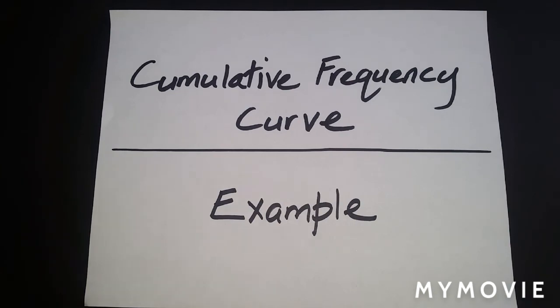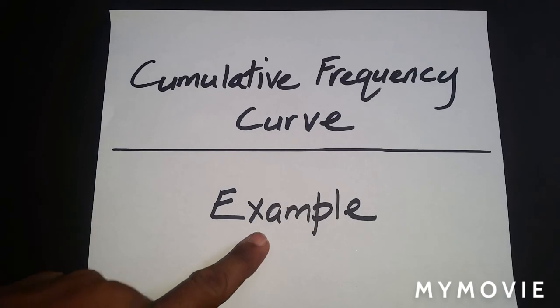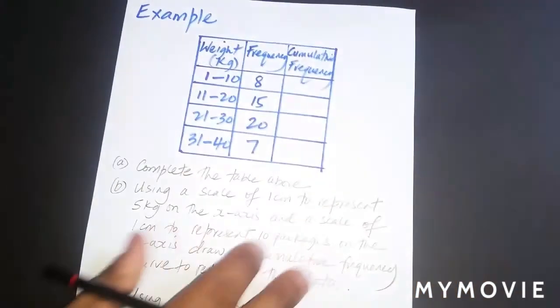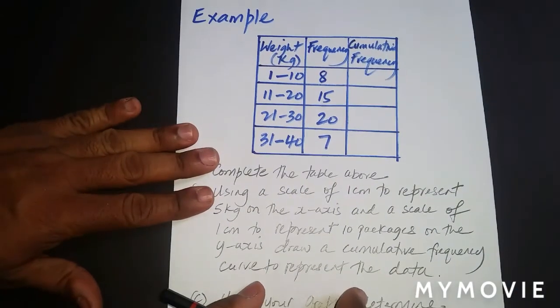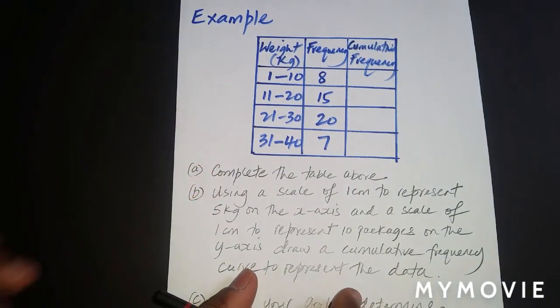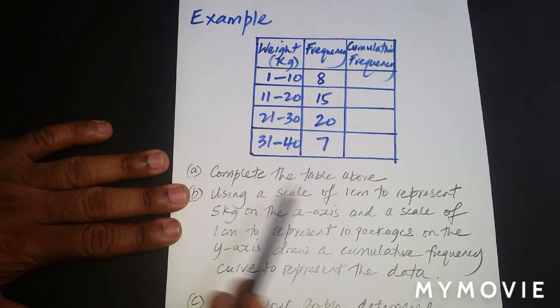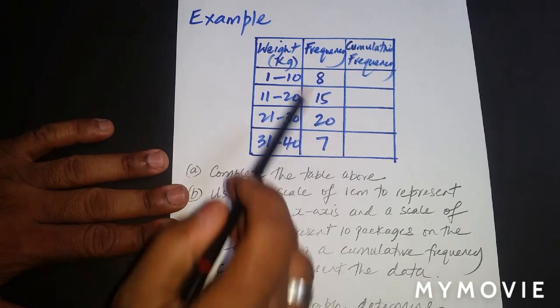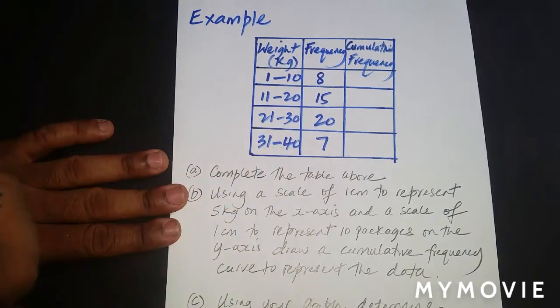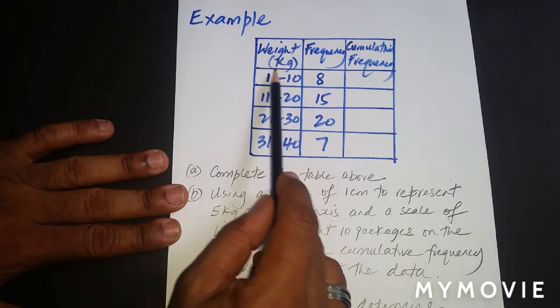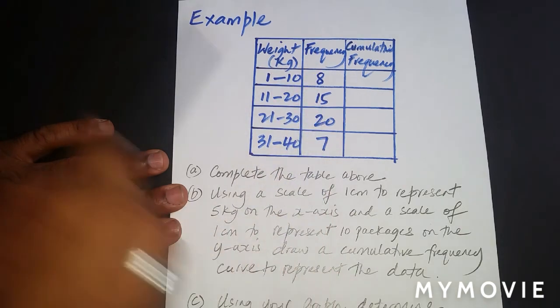Alright guys, welcome back, and we're looking at cumulative frequency curve, and this time around we're going to be looking at a specific example. So first thing we want to do is look at the example here and the table that we're given. Now part A says complete the table above. Now here we have 1, 2, 3, 4 classes, and these classes represent information on weight in kilograms and frequency.